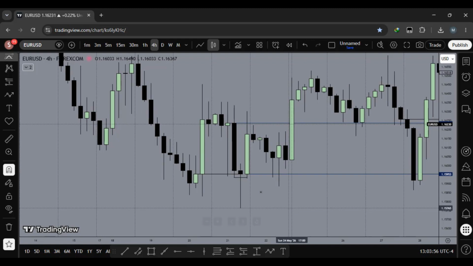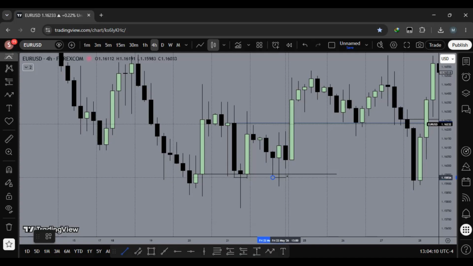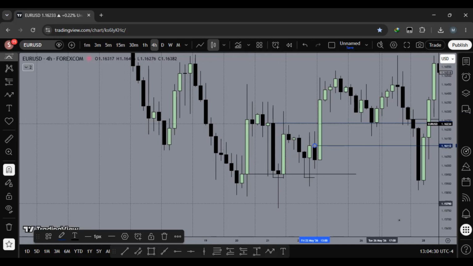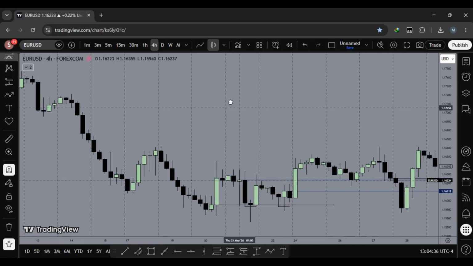Now look at this also. Let me remove this. There is a strong resistance here and support here. What did you see? Candle 2 closure. Once you see this candle close like this, your entry will be here. So you go to 5 minutes to look for a change in state of delivery and target the next 4 hour resistance. Once you see rejection, you don't just jump and enter.